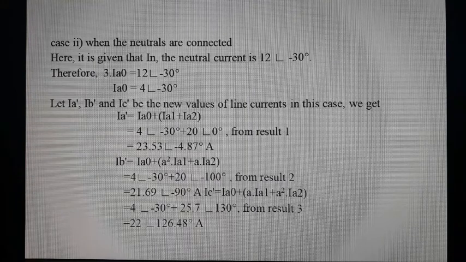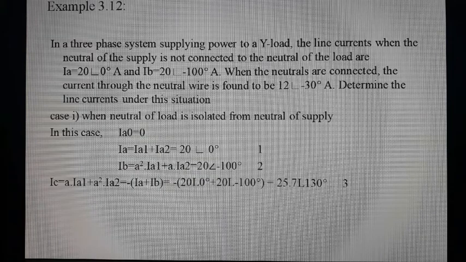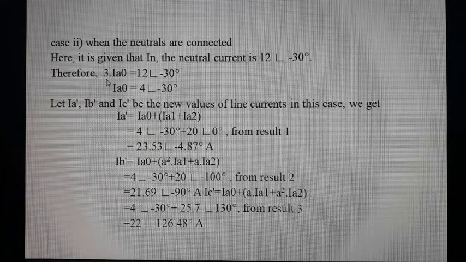When the neutrals are connected, we see that IN, that is the neutral current, is 12 at an angle minus 30. 12 at an angle minus 30 is the neutral current given. And 3 Ia0 is the neutral current, that is 12 at an angle minus 30. So Ia0 is this divided by 3, which is 4 at an angle minus 30.